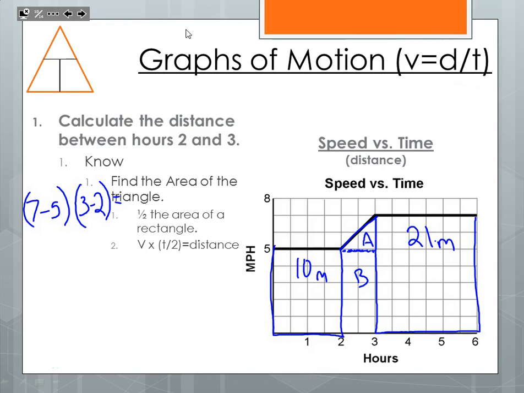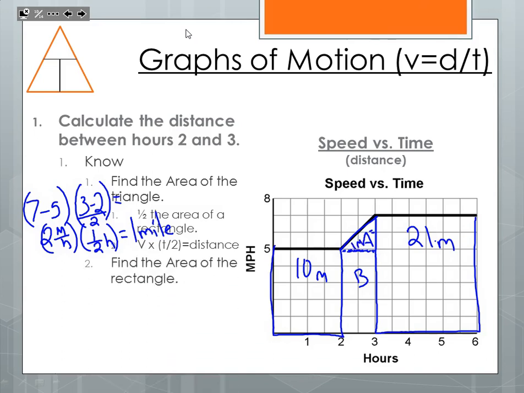So 7 minus 5 is 2. I'm going to go ahead and put my units. And 3 minus 2 is, oh, and I forgot to do it all over by 2, my bad, is 1 over 2. And this is my hour. And if you put those together, you figure out that that was just 1 mile. Now this area equals 1 mile.